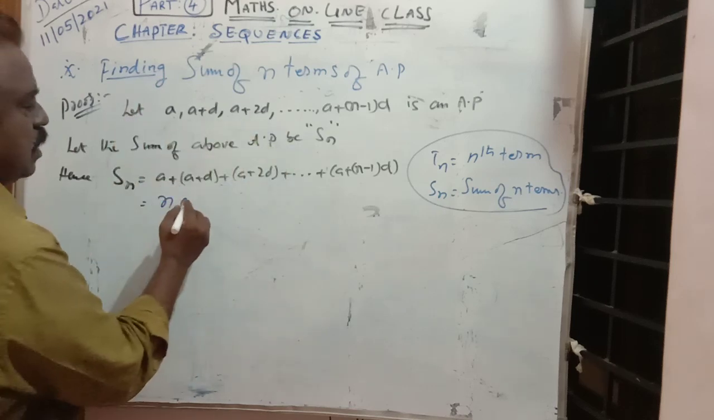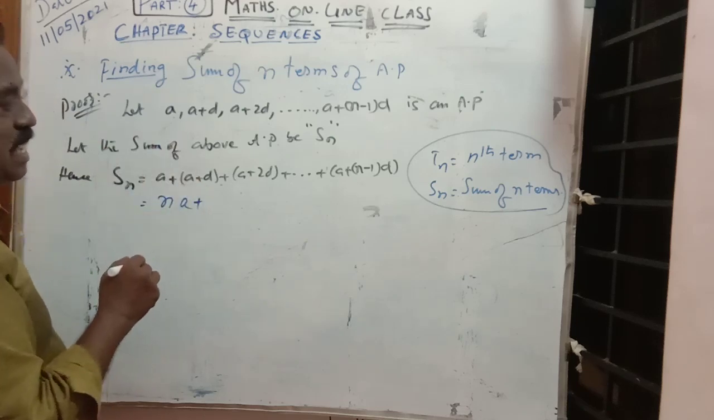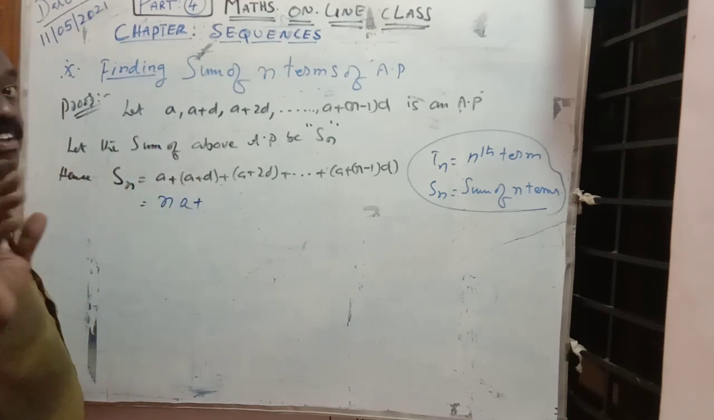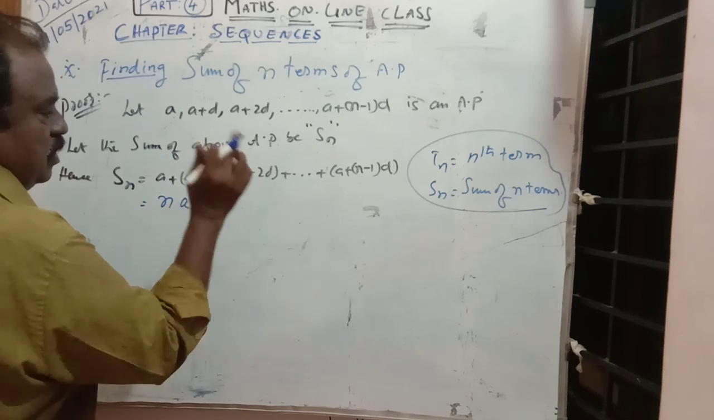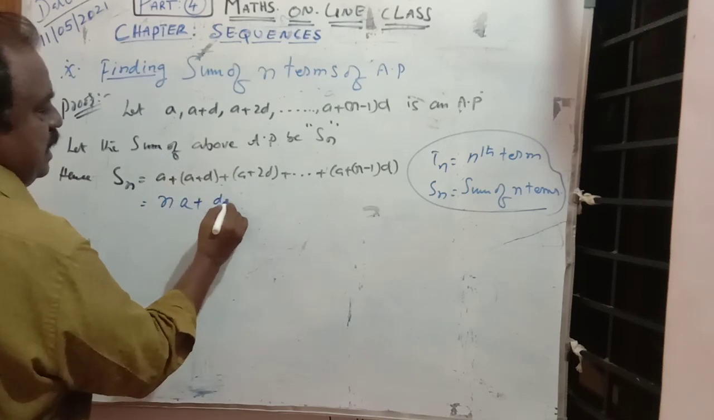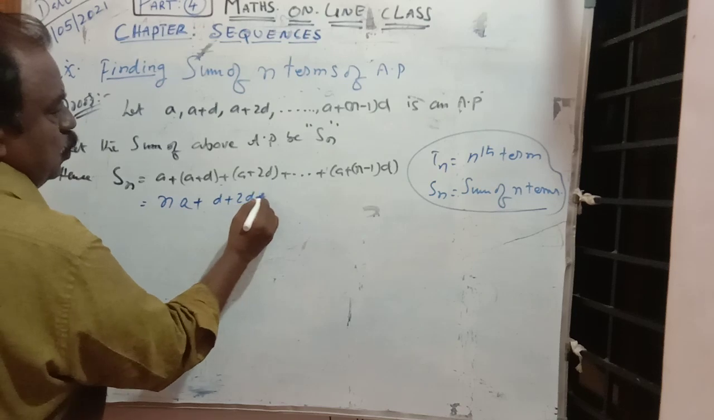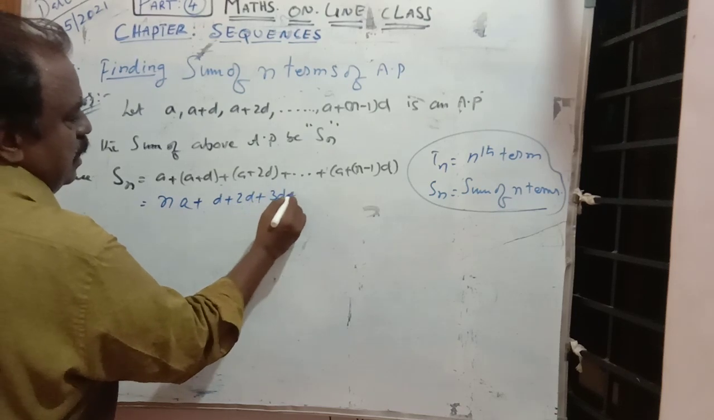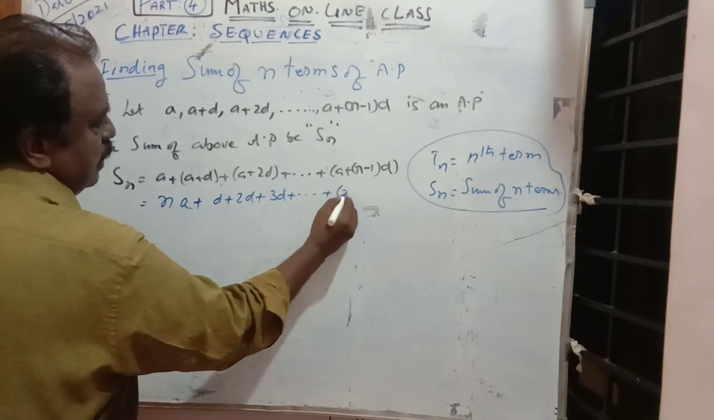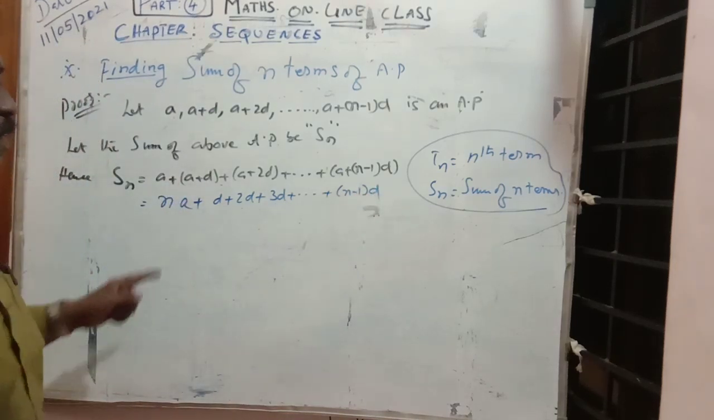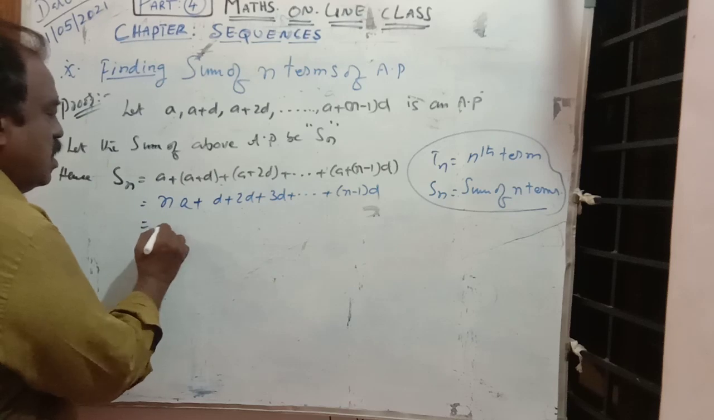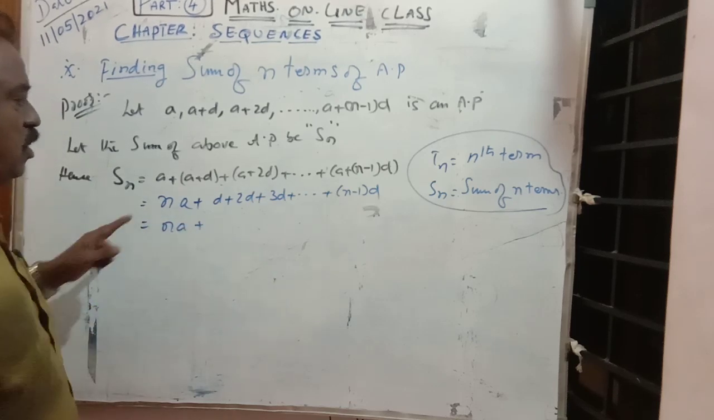Yes, okay. Now, how many D's are there? In the first term, no D's. In the second term, one D; in the third term, two D's. So it is a plus (a + d) plus (a + 2d) plus ... up to n minus 1 D's. Okay? Because D is different. It is n a. Don't confuse that.